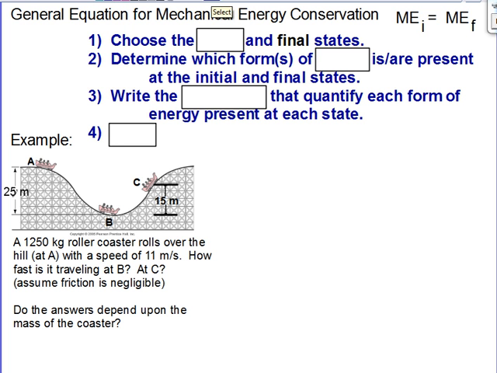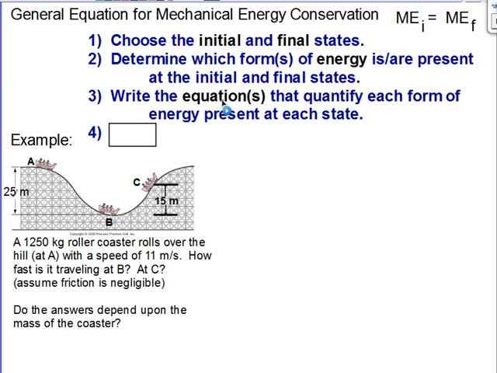First, you're going to choose the initial and final states. You need to determine what state you want to start your analysis at, and then what is the final state where you want to end your analysis. Determine which forms of energy are present at the initial and final states. So you're going to have to know the different kinds of energy and whether or not they may be present. You would write the equations that would quantify each form of energy present at each of the states, and then finally you would solve. So I'm going to go through this first example with a roller coaster.